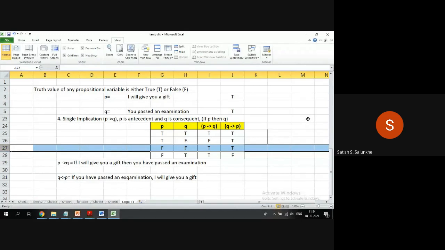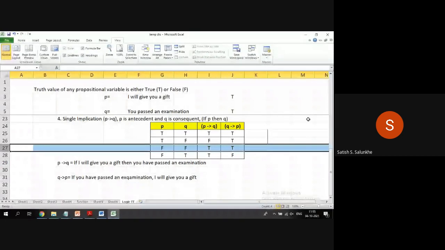what is this third situation now? My promise is what? If you pass an examination, I will give you a gift. This is the promise before the event. Now, the event happened, and what is the truth value of the event? You have not passed the examination, and I have not given you a gift. That is what Q implies. What is the truth value of Q now? You have not passed an examination, implies what is the value of P now? I have not given you the gift. You have not passed the examination. I have not given you a gift. I have not violated my promise.